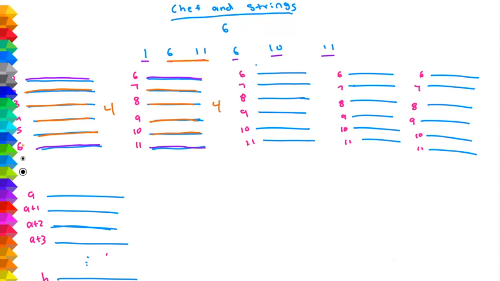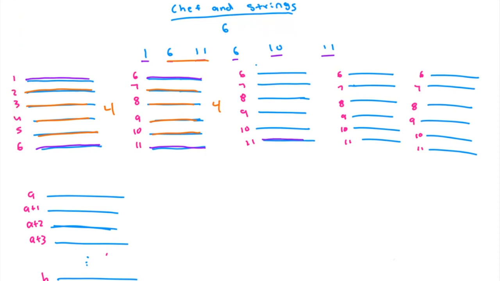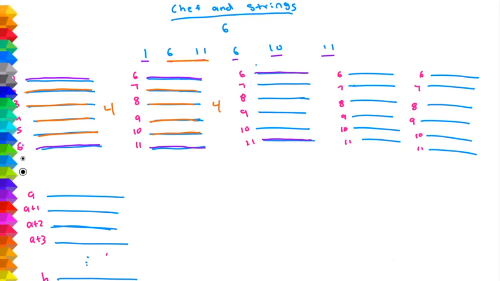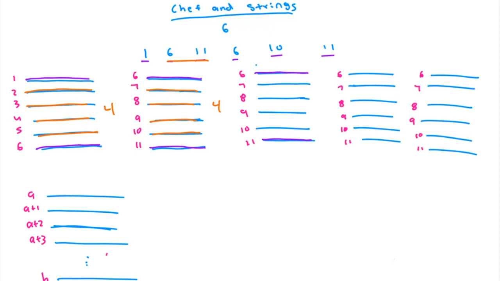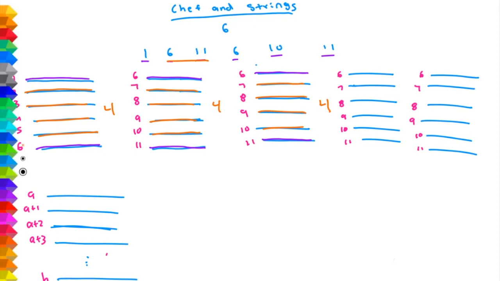Now he plucks from string 11 to 6. So in this case, he plucks string 11 and he plucks string 6. How many strings are in between? We count 1, 2, 3, 4. 4 strings in between.